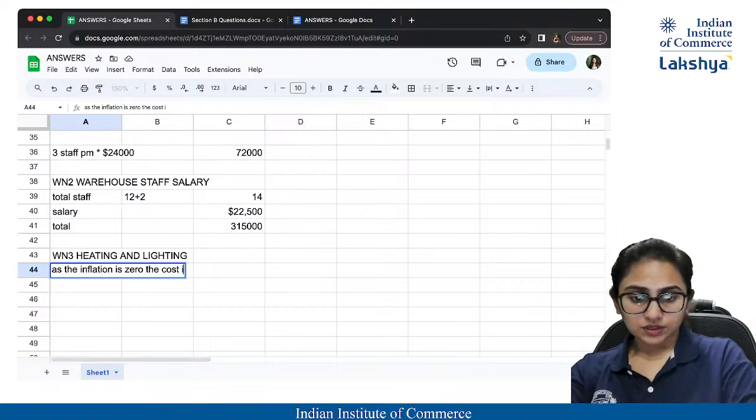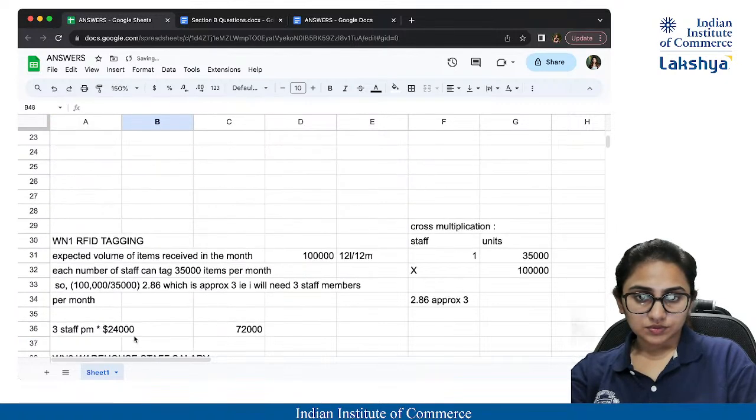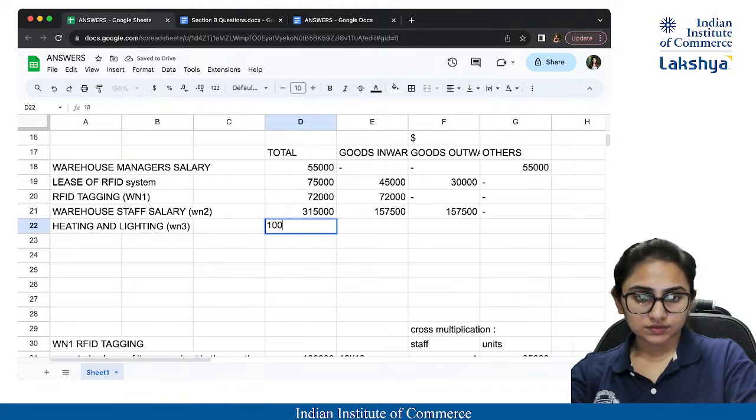the cost included in the budget should be $10,000. So, and it cannot be allocated, so it will directly go to others.